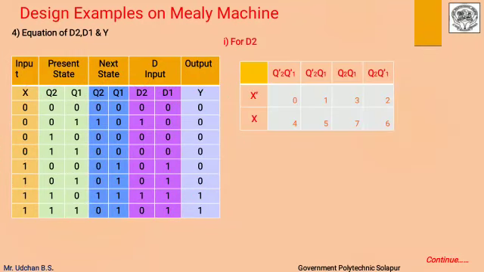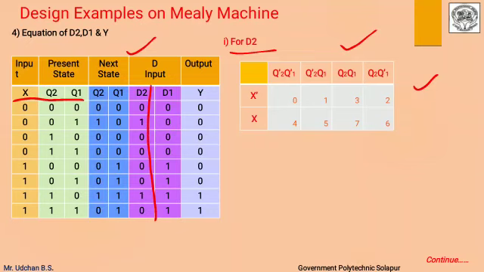So, this is the state transition table which we have formed in the previous slide. From this, we have to calculate the equation of D2, D1 and Y. So, 3 variable K-map is used over here. 3 input variables are there. So this is the 3 variable K-map. In this, now we are going to fill the values of D2. So this is the value of D2 column. So I will enter these values into the K-map.